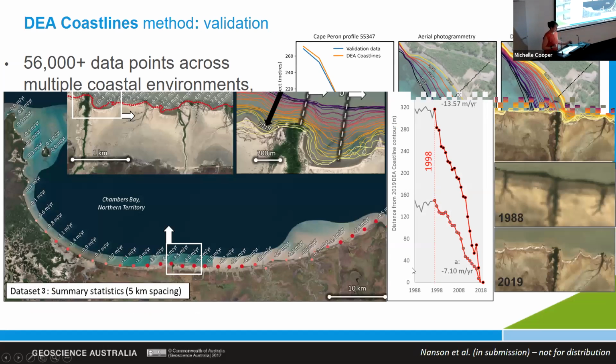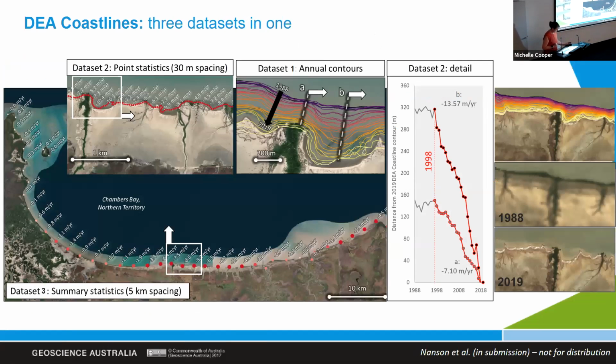So enough convincing you. Now we can just have some fun and have a look at some of these coastal systems. So the DEA Coastlines data set is really 3 data sets in one. The first data set is this one that you've just seen a little bit of an introduction on. These are the annual contours with the one contour representing every year of record, from the darker colours, always representing 1988, through to the brighter and lighter colours in 2019. So this coastline here has been retreating quite rapidly.